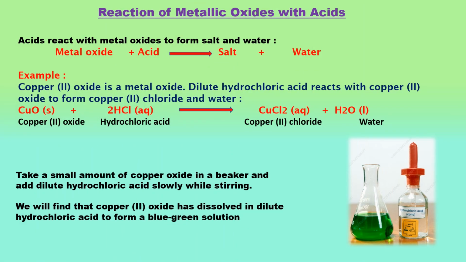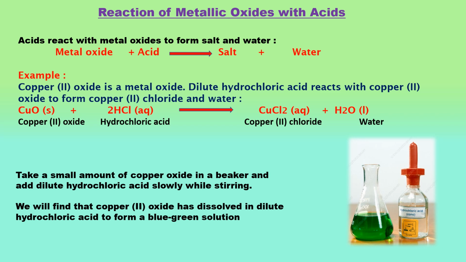Reaction of metallic oxides with acids. Acids react with metal oxides to form salt and water. Metal oxide plus acid give rise to salt plus water. Copper(II) oxide is a metal oxide. Dilute hydrochloric acid reacts with copper(II) oxide to form copper(II) chloride and water.